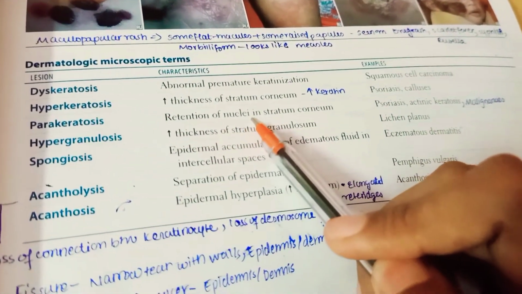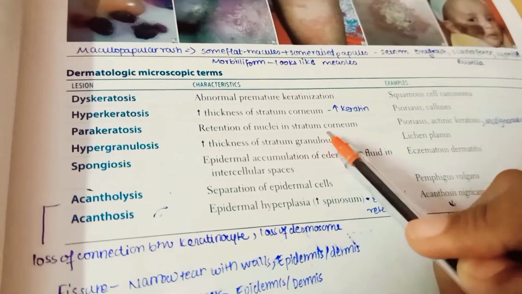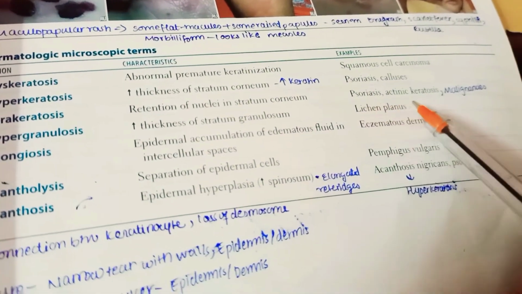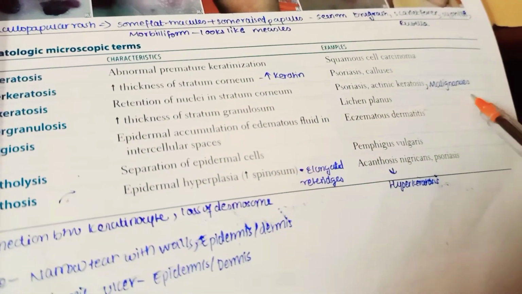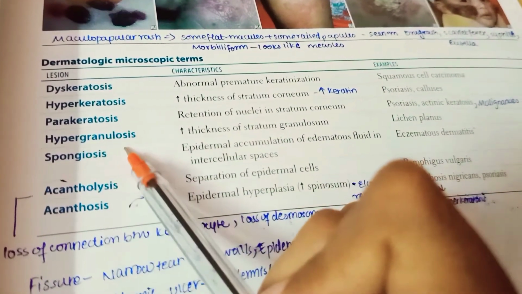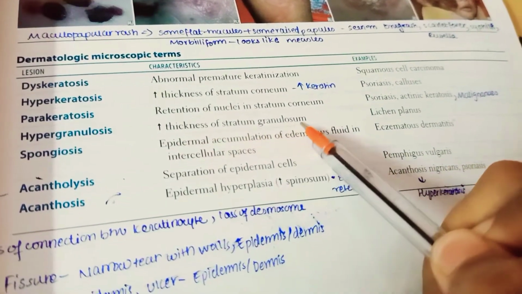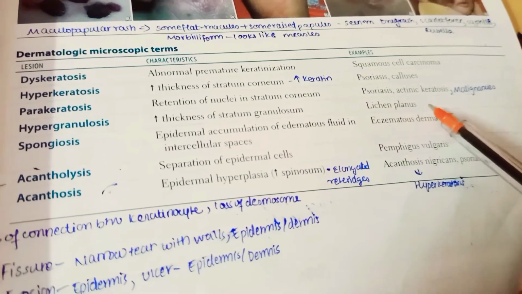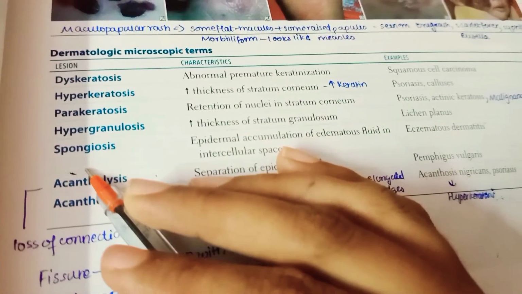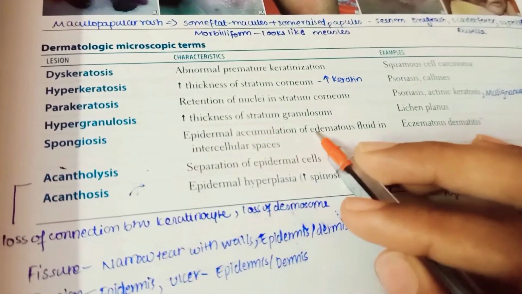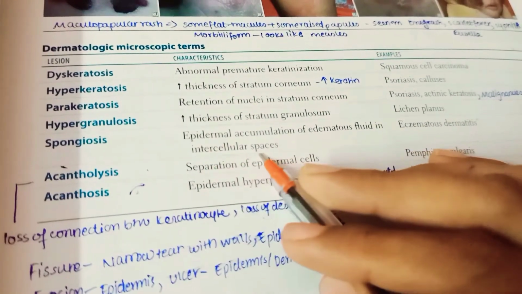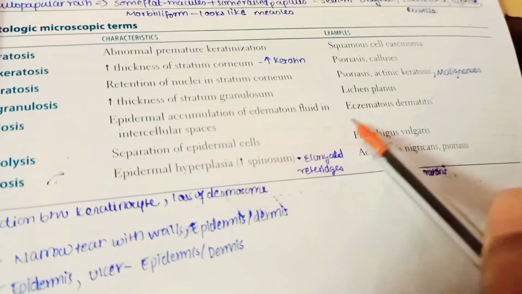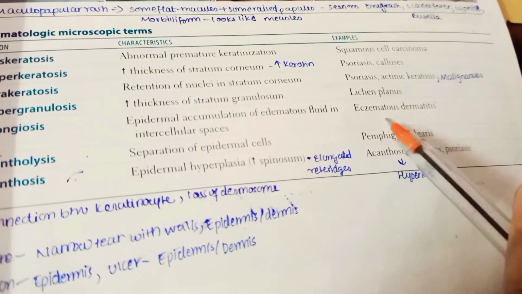Parakeratosis is retention of nuclei in the stratum corneum. Actually, the stratum corneum is enucleated, but if there are nuclei, that is called parakeratosis. It is also seen in psoriasis, actinic keratosis, and malignancies. Next, coming to hypergranulosis, that is an increase in thickness of the stratum granulosum. This is seen in lichen planus. I'll discuss this in future videos. Spongiosis is epidermal accumulation of edematous fluid in the intercellular spaces. It is seen in eczematous dermatitis.